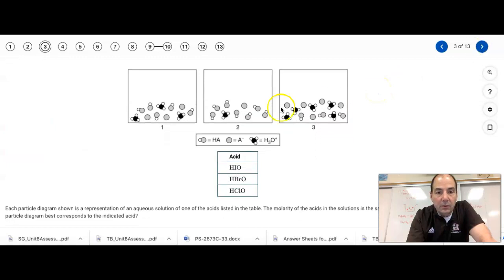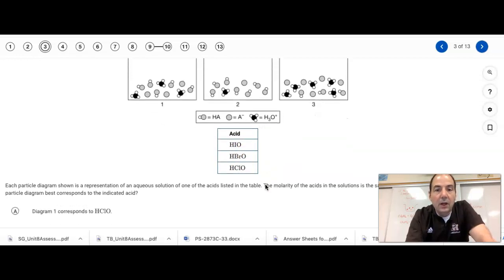All right, so we look at these pictures. The gray circles with white circles are our acids. The gray circles alone are conjugate bases, and hydronium is the black with 3 whites. We're also told about 3 acids: HIO, HBrO, HClO. With acids, stronger electronegativity would be a stronger acid. We want to know, based on the information, which particle diagram best corresponds to the indicated acid.